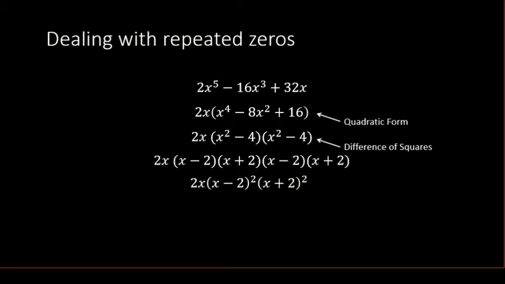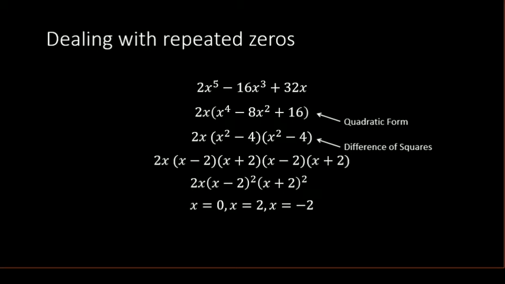We can arrange them by their squares. These are what we call repeated factors. They're the ones that produce repeated zeros. x minus 2 occurs twice, and x plus 2 occurs twice. So their zeros, at positive 2 and negative 2 respectively, are repeated zeros.